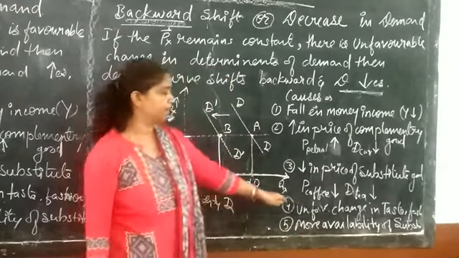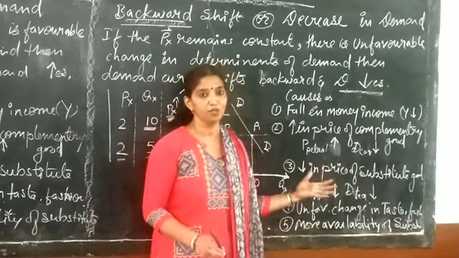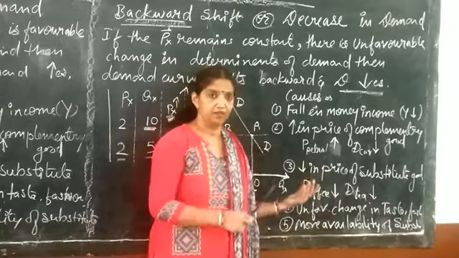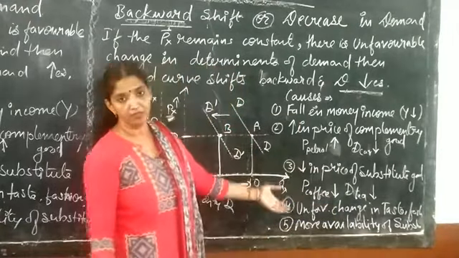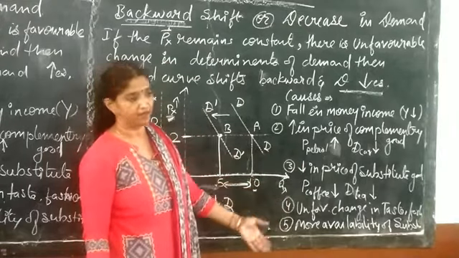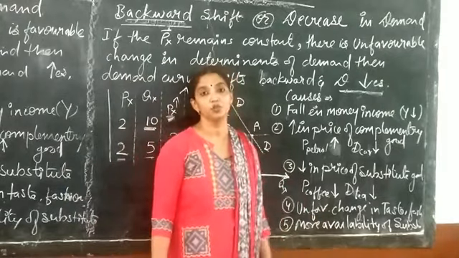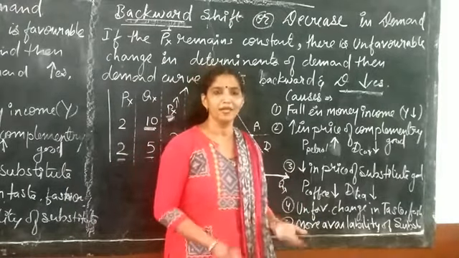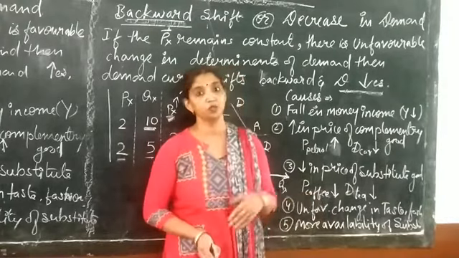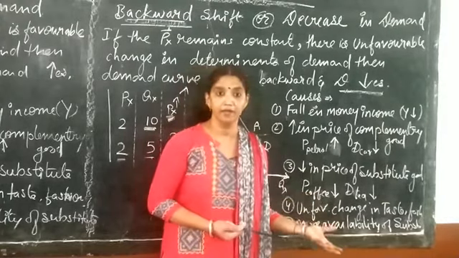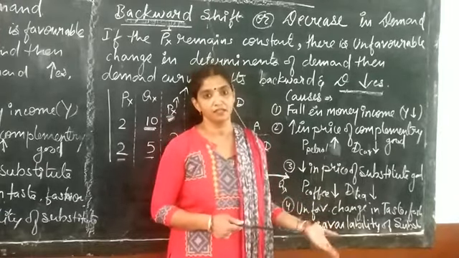Next is unfavorable change in taste, fashion and preference. Consumer does not like the commodity and will reduce the consumption of the commodity. So the demand for that particular commodity decreases. Other one is more availability of substitute goods. Maybe there are so many goods which can replace the particular commodity. If substitute goods are available in the market, then consumer can easily replace that commodity with others.